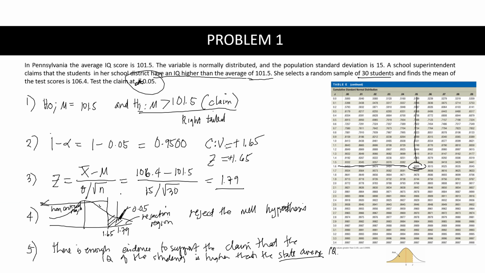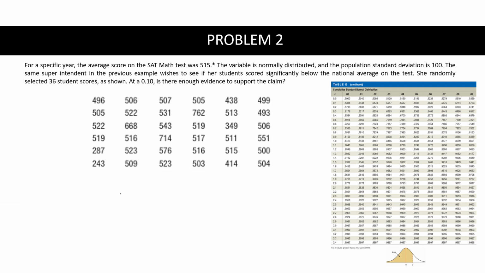So, let's proceed with problem number 2. For a specific year, the average score of the SAT math test was 515. The variable is normally distributed and the population standard deviation is 100. First, we are going to write our given. So our given here is a standard deviation of 100.